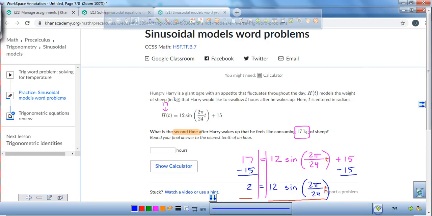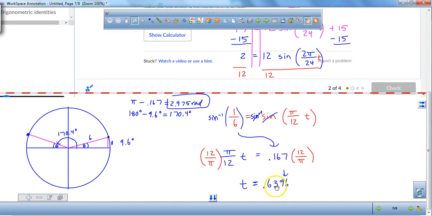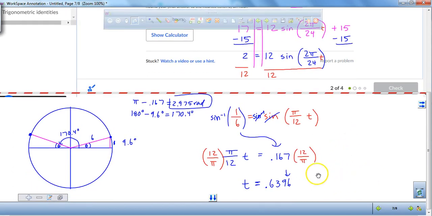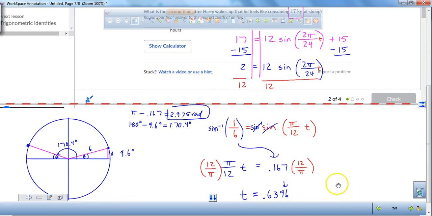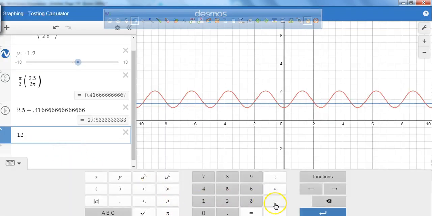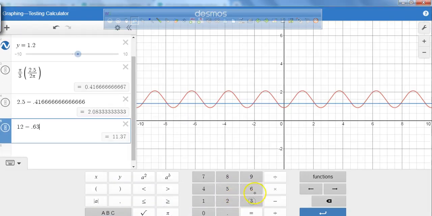If we go back to our previous problem, our first answer was 0.6396. Now, right here, if we took 12, basically we did 12 over pi, so 12 hours, check this out, I took 12 and I took away that 0.6396, and I got that 11.4 as well.